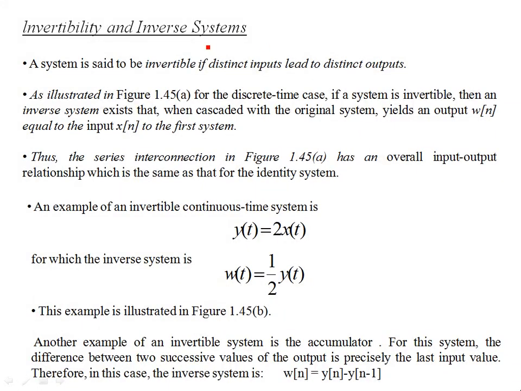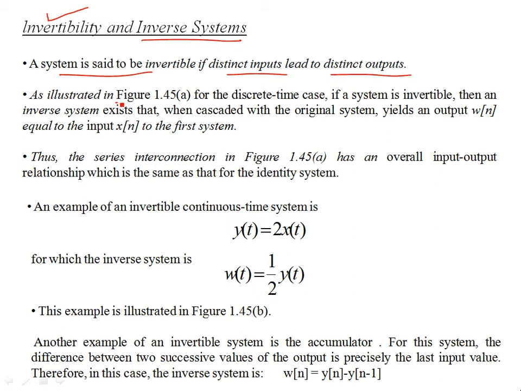A property associated with continuous time and discrete time systems is invertibility. If the system is invertible, we say that these systems are inverse systems, so that the inverse exists. A system is said to be invertible if distinct inputs lead to distinct outputs.